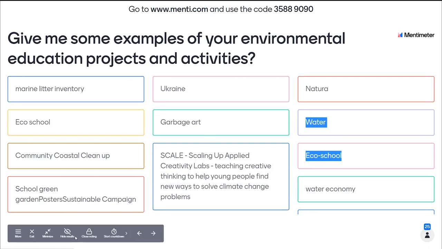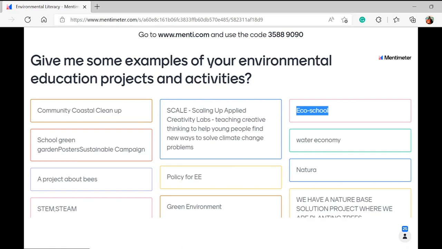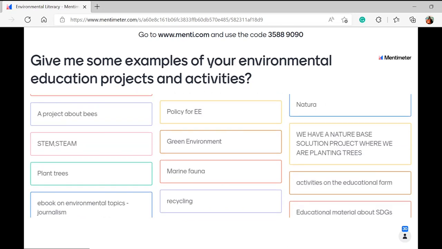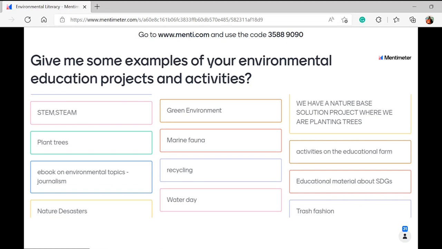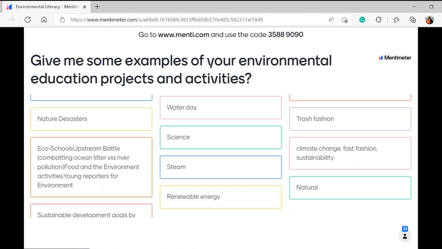School green poster. Then I have a STEM, linking with science education, policy for environmental education. Nice, maybe somebody from European Union, green environment, recycling, ebook on environmental topics, journalism. Trash fashion, that's interesting. Eco school upstream battle, combating ocean litter via river pollution.